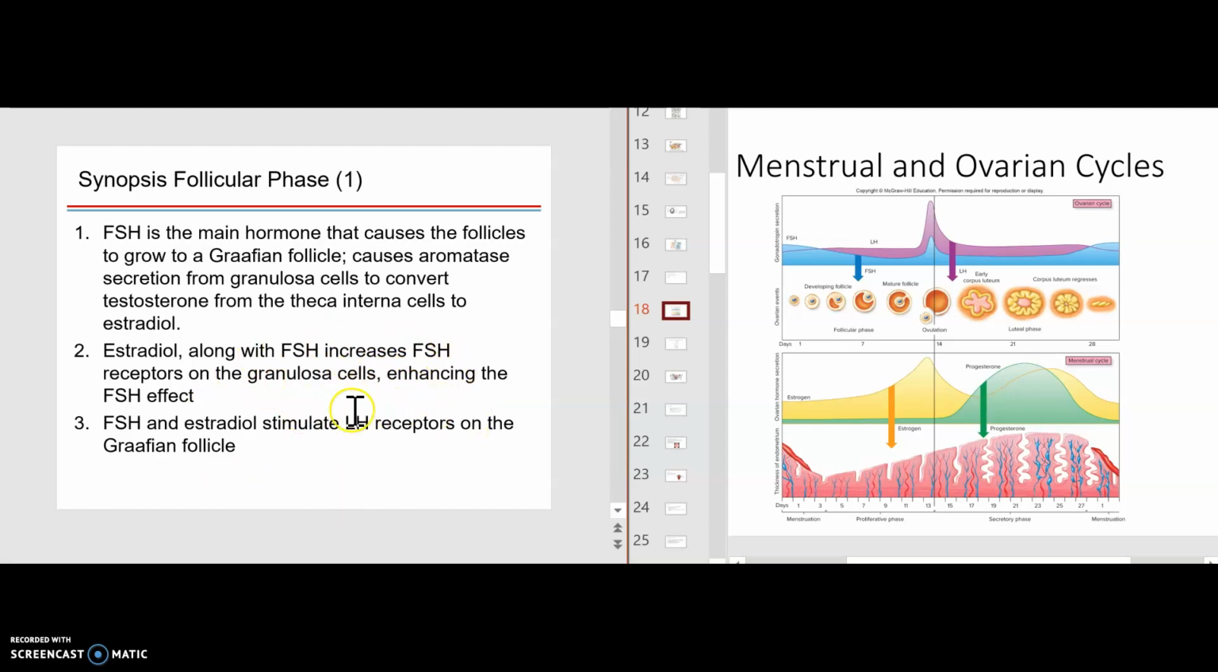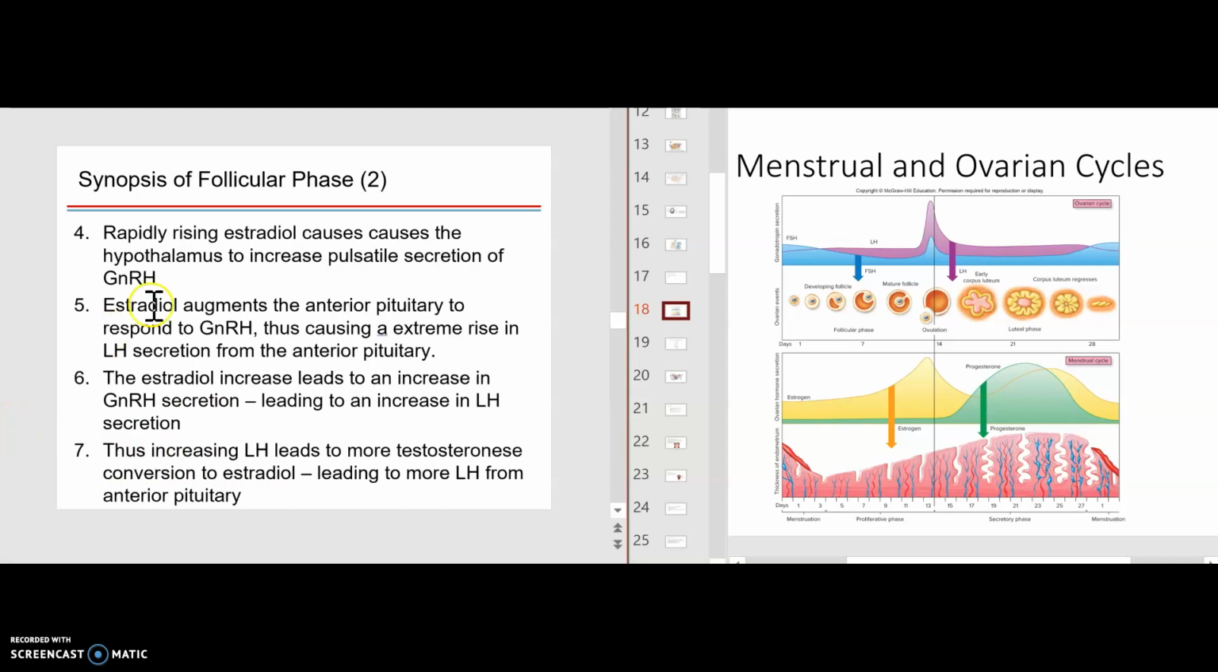Now, all of this, as we alluded to, this FSH increase of gonadotrophin releasing hormones and everything like this, and estradiol is a positive feedback, and FSH also causes LH receptors to be put. Rapid rising causes the hypothalamus to secrete pulsatile gonadotrophin releasing hormone. The estradiol augments the anterior pituitary to respond to that, and also to put LH receptors. And this then causes, through this positive feedback, an LH surge, and this LH surge is responsible for ovulation.